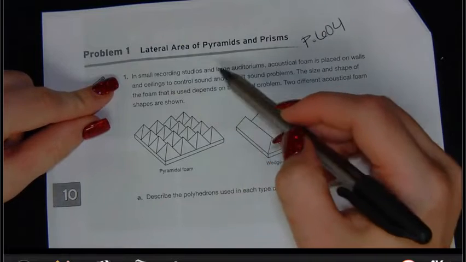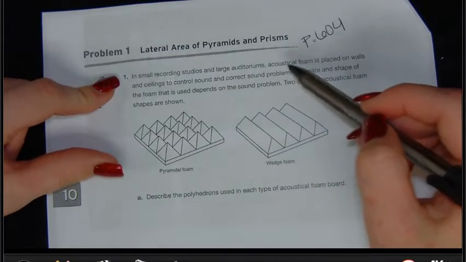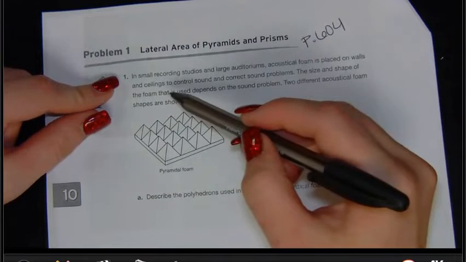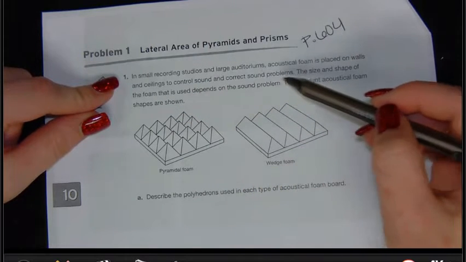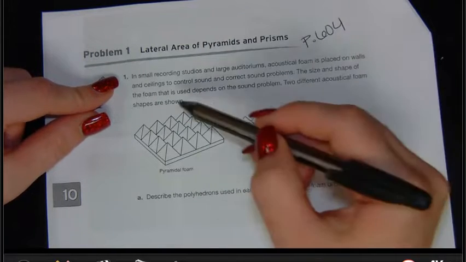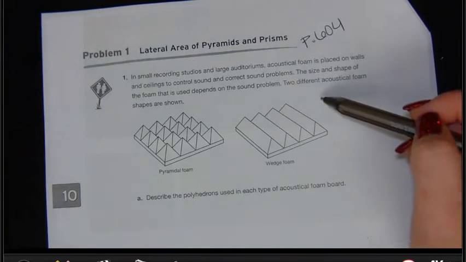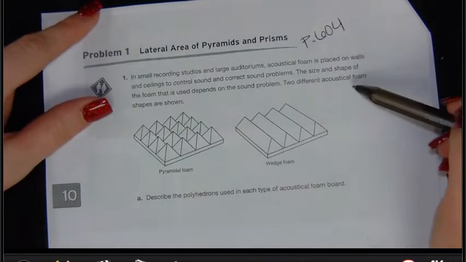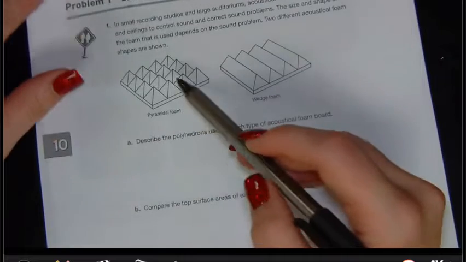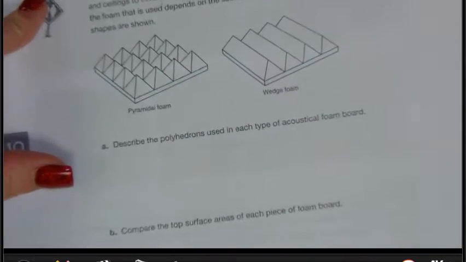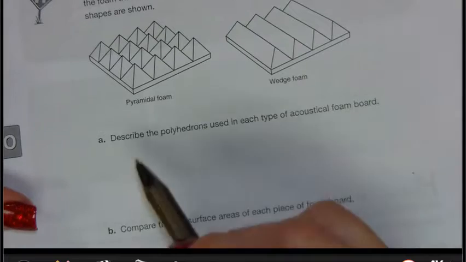In a small recording studio and large auditoriums, acoustical foam is placed on walls and ceilings to control sound and correct sound problems. The size and shape of the foam depends on the sound problem. Two different acoustical foam shapes are shown. This one and this one. My pyramid foam and my wedge foam, okay?